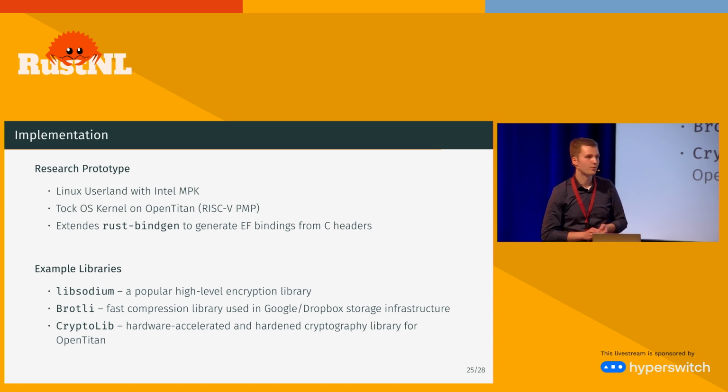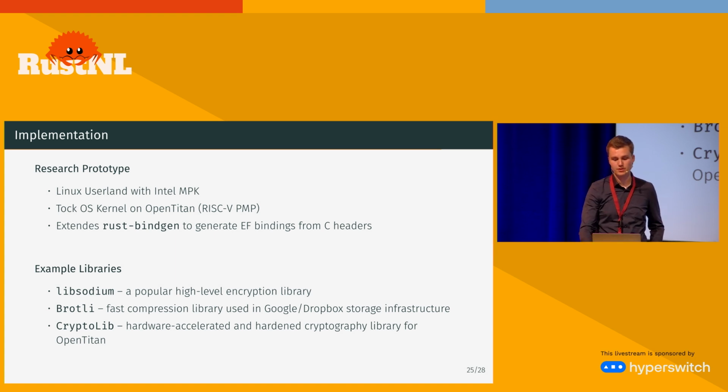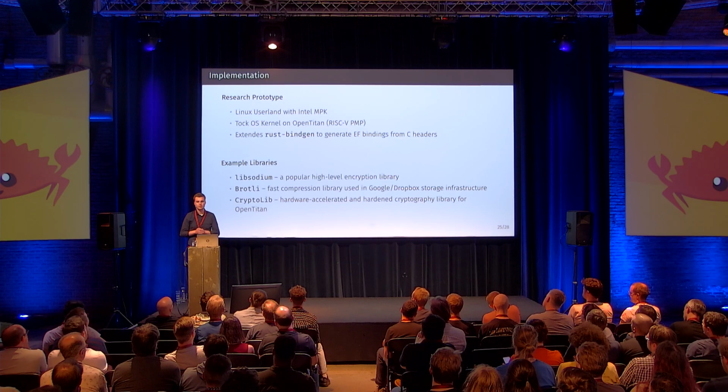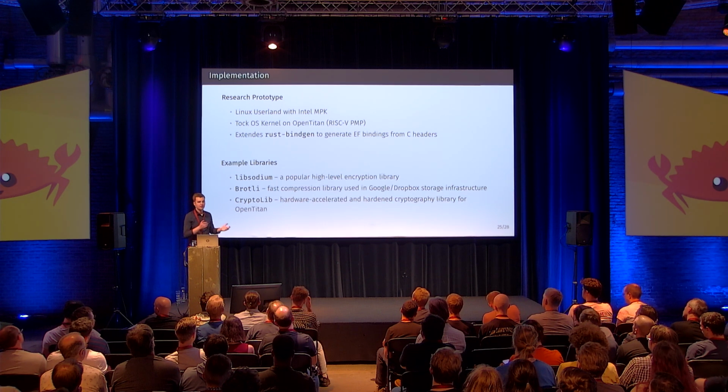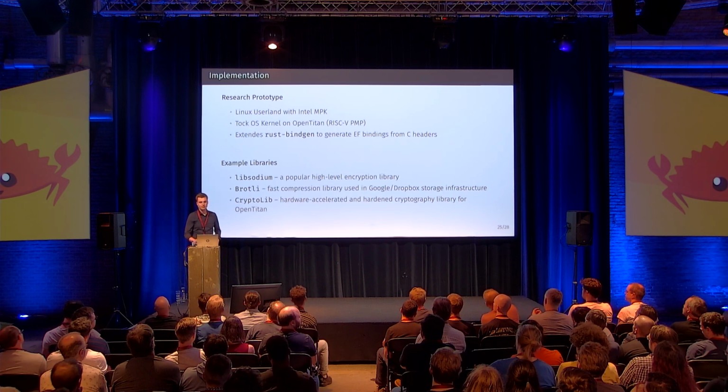Memory protection keys is a quite attractive mechanism for encapsulated functions because it is a hardware-based memory protection that you can control entirely from within user space, and thus you don't incur a context switch across the protection domain switch between different language components. We also have an implementation for the Tock operating system kernel on the OpenTitan Silicon Root of Trust, which is a RISC-V chip running at 24 megahertz using the physical memory protection mechanism of RISC-V. And we extend Rust bindgen to generate these encapsulated function bindings from C header files.